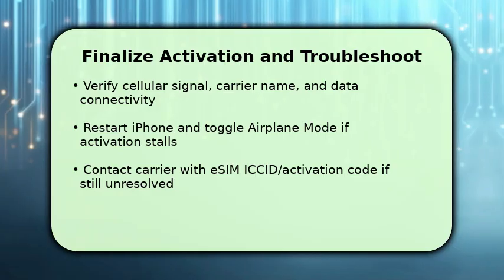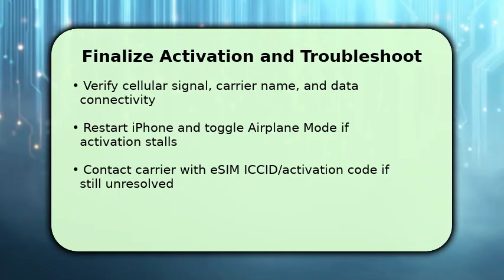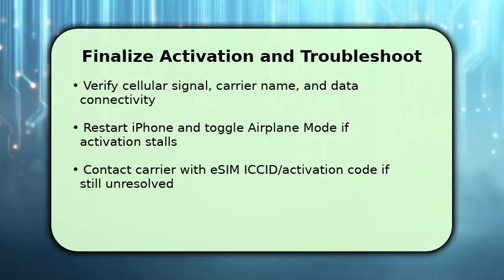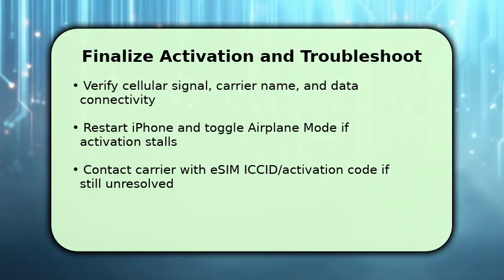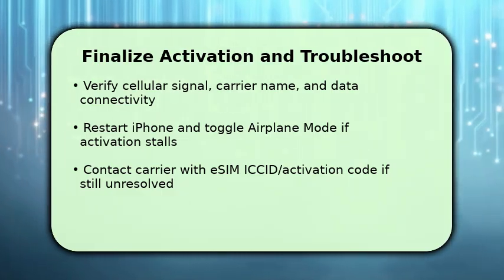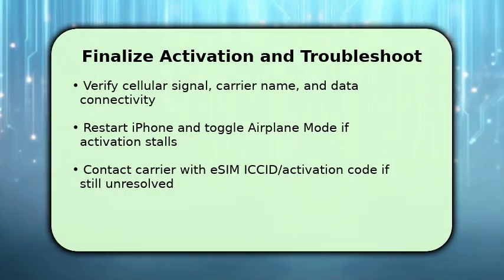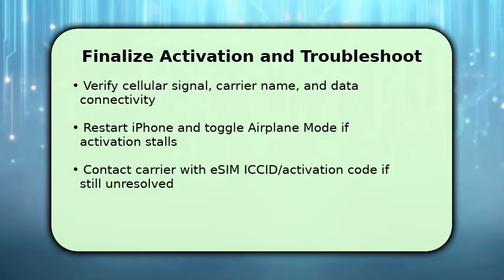If activation stalls, restart the iPhone or toggle airplane mode to force re-registration. This often resolves network provisioning delays. If problems persist, note the eSIM ICCID and activation code, then contact your carrier. Explain you scanned/installed an eSIM so they can check provisioning on their end.